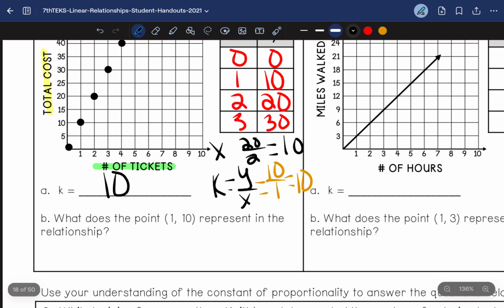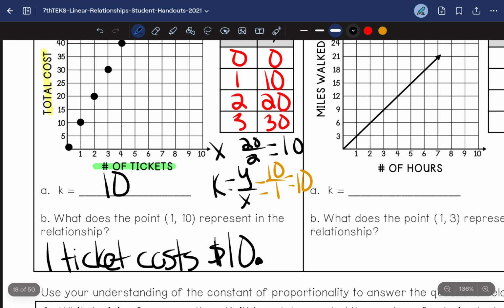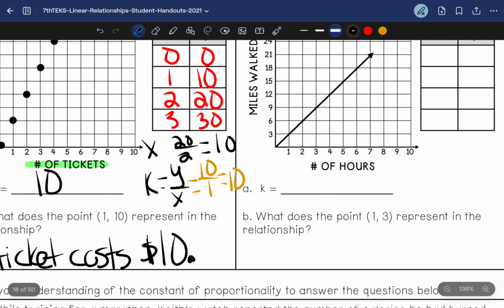So it's safe to say that 1 ticket costs $10. And that's true because if you buy 2 tickets, it's $20. 3 tickets, $30. 4 tickets, $40. So on and so forth.